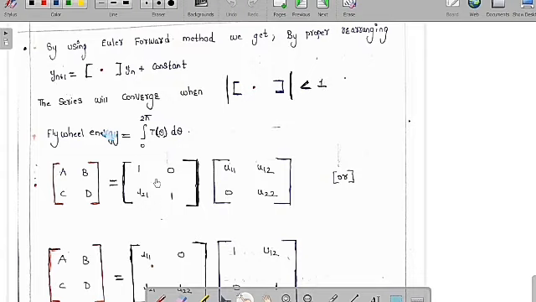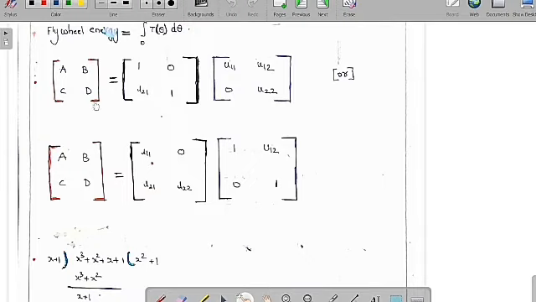So flywheel energy is equal to the integration from 0 to 2 pi of T of theta into d theta. See, work is equal to force into distance, whereas energy is equal to the integration from 0 to 2 pi of torque into displacement, which is T of theta into d theta.